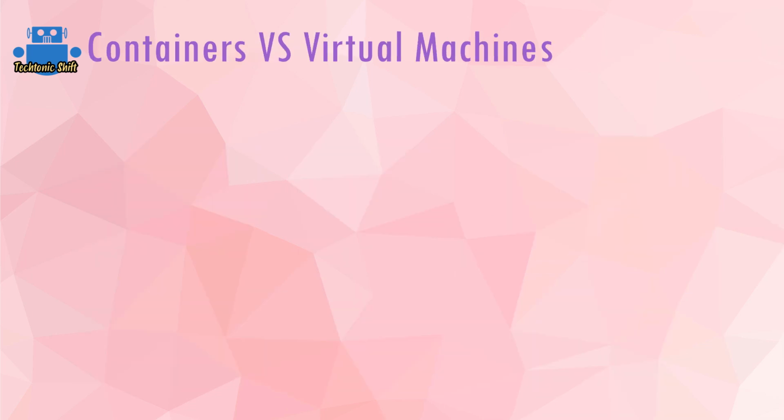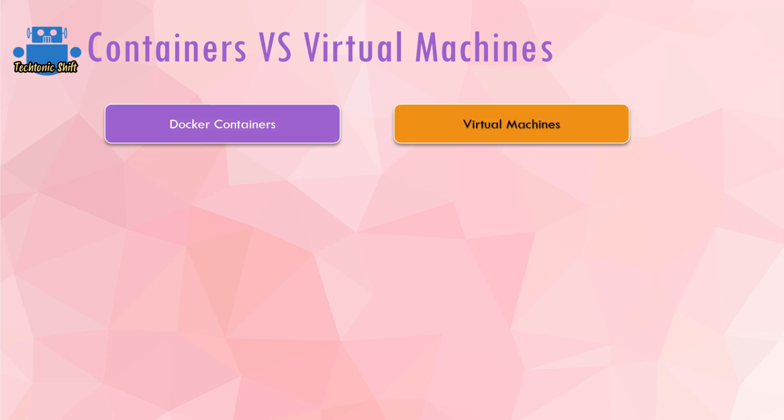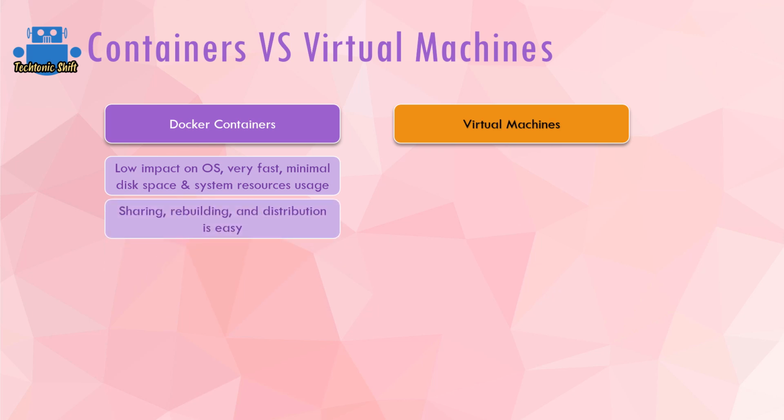So if we compare containers to virtual machines, we have a couple of advantages on the container side. They have a low impact on our operating system and machine. They are very fast and they use minimal disk space. Sharing, rebuilding, and redistributing them is very easy because we have these images and these configuration files. And we still have encapsulated apps and environments with everything our app needs, but nothing more, which is perfect, which is exactly what we want.